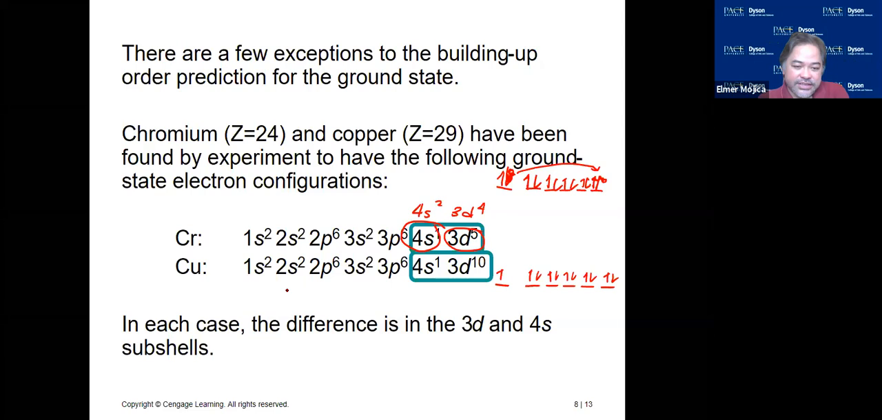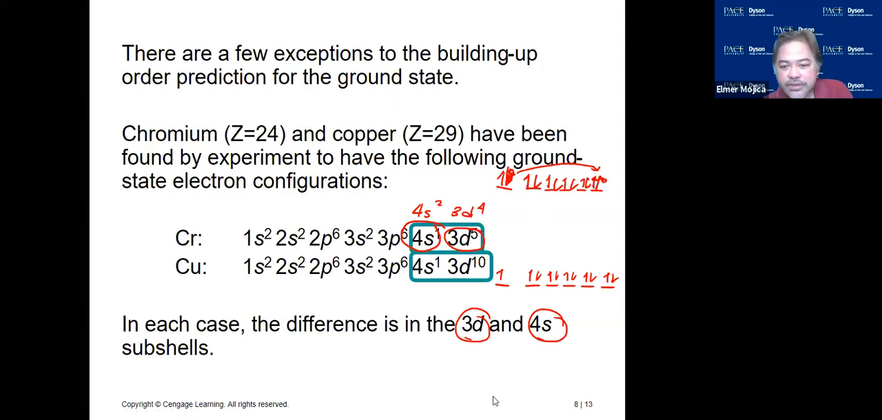So as it says there, in each case, the difference is in the 3d orbital and the 4s orbital. Because if you follow the sequence, you have to fill the 4s before you go with the 3d. But they found out that there is an exception to the rule, at least for copper and chromium. So copper wants its d orbitals to be filled up, and chromium wants its d orbitals to be half filled, leaving the s orbital half filled. Okay.